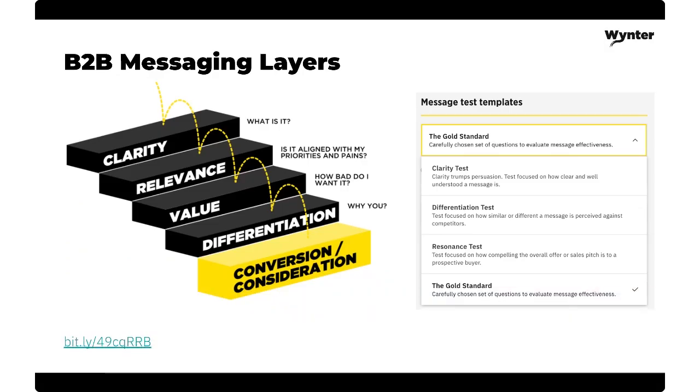Also, in keeping it easy, we have a framework here about the B2B messaging layers, and really through all of the Wynter data that we've seen, how we view the order of importance on your pages, especially your home page, where you're going to want to be tackling clarity first and foremost, that people need to know what it is, followed by relevance, value, and differentiation. I have a bit.ly link on the bottom there if you wanted to screen cap this or get it in the slides later, where you can go into a little bit of a blog post that was explaining our thought process here.